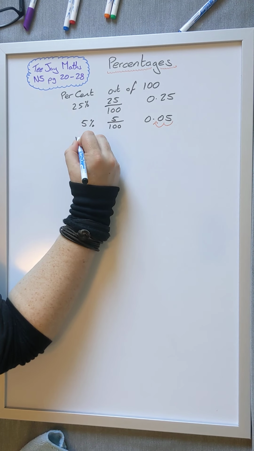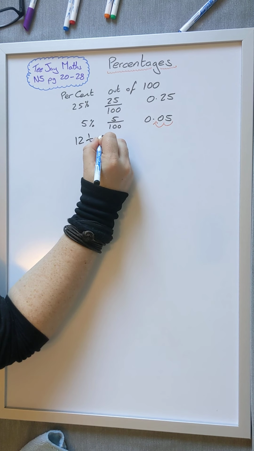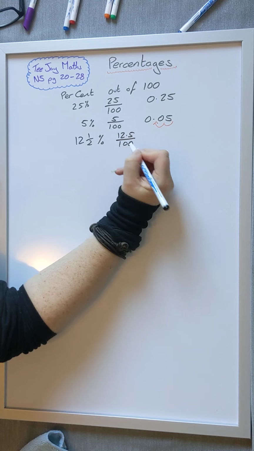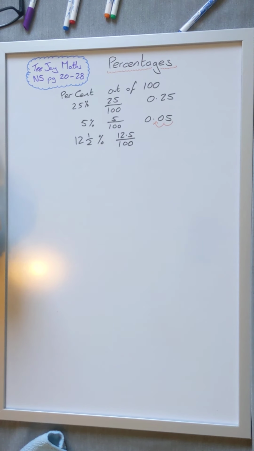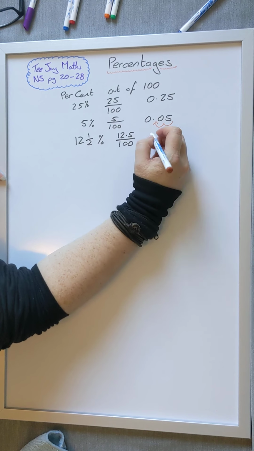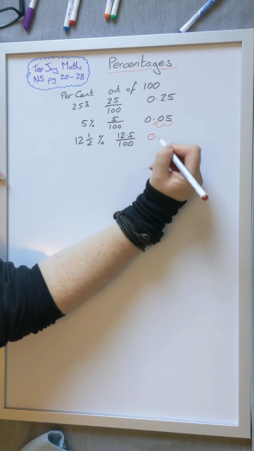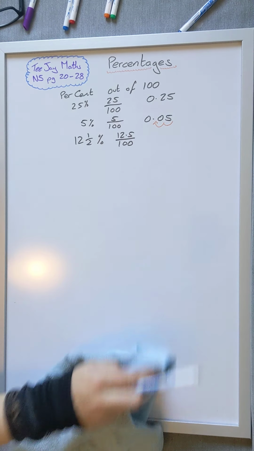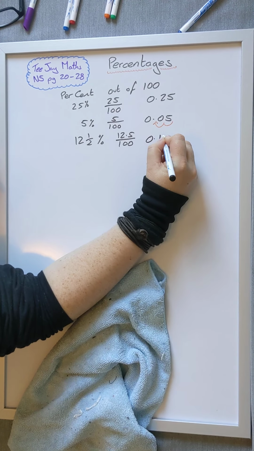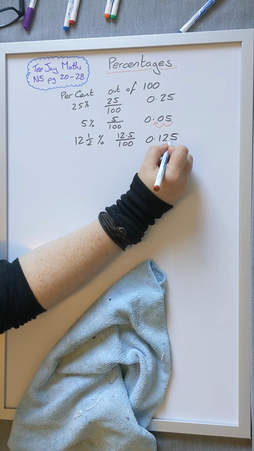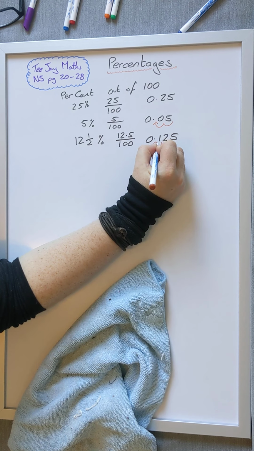Similarly, if we had 12.5%, that would be 12.5 out of 100, which we very rarely write. We don't like having decimals in fractions. And that can also be written as 0.125. That's our decimal point has gone from there by 2 places.